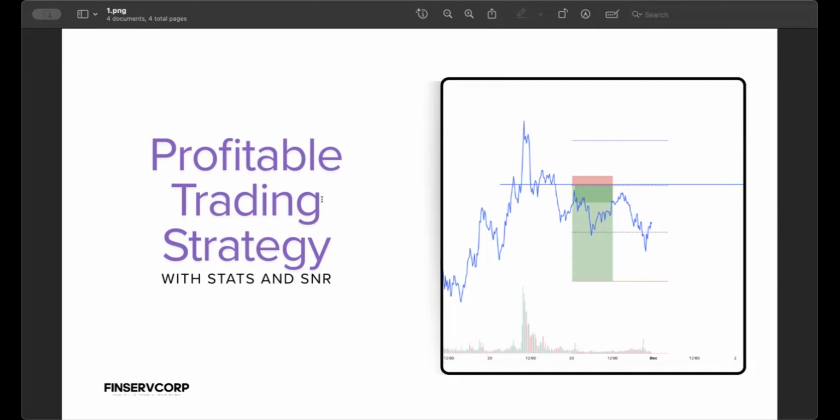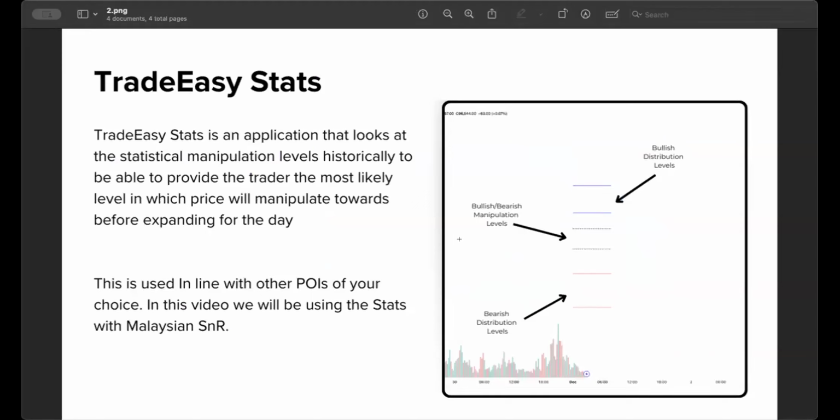Now, we have to understand one thing. This one thing is that the TradeEasy stats is what we are using to understand where a high or low is going to form. A high probability high or low. Only problem is not every day will you see price go to the manipulation level, but most of the time it will.